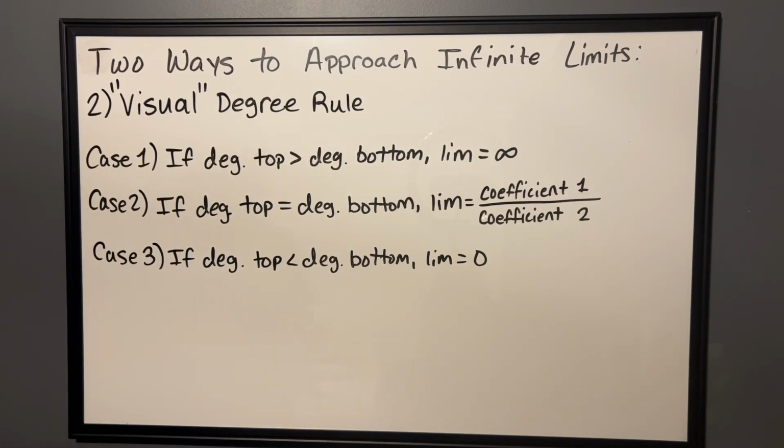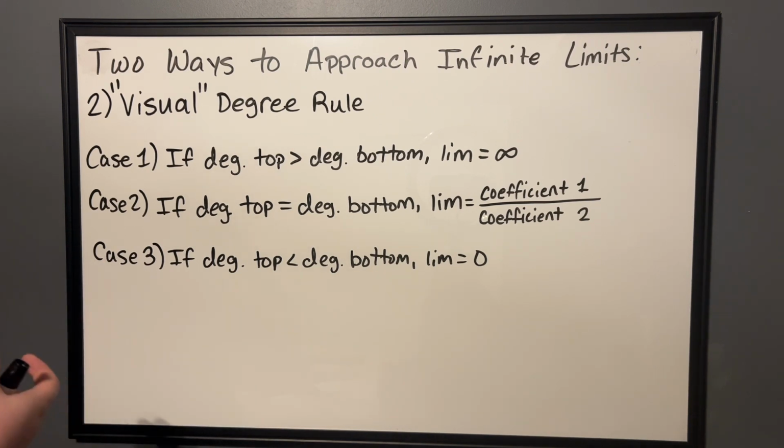All right, so now we want to talk about the visual degree rule. I call it the visual degree rule because you can really look at these problems and immediately see the answer. So it's very, very useful. However, like I said at the beginning, oftentimes you're not going to be able to use this on a quiz or a test, but it's a great way to check your answer. So we're going to go over this anyway.